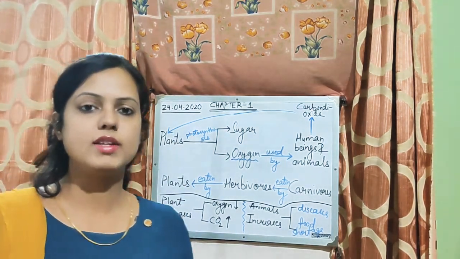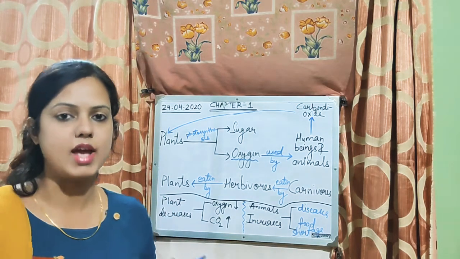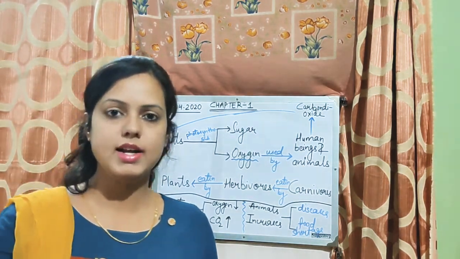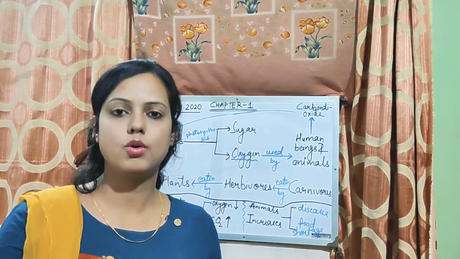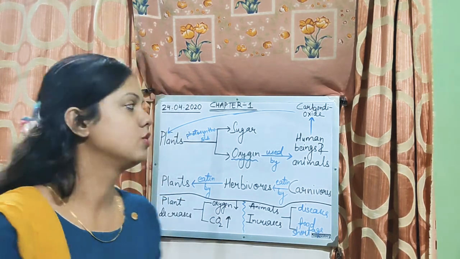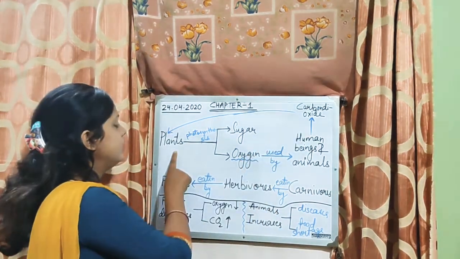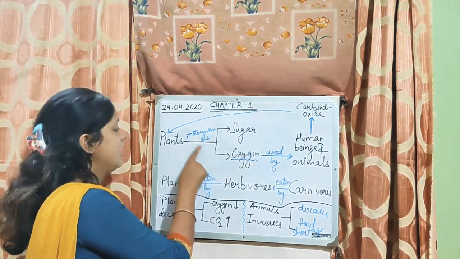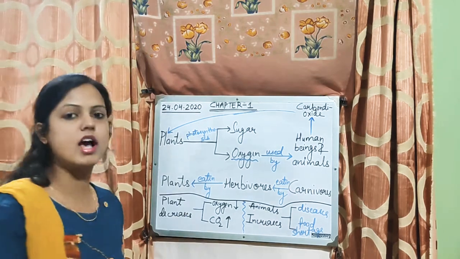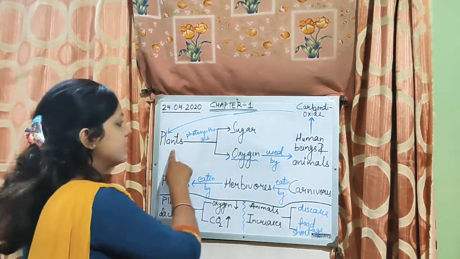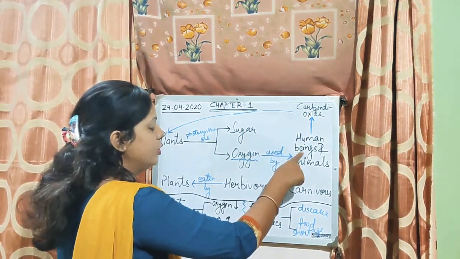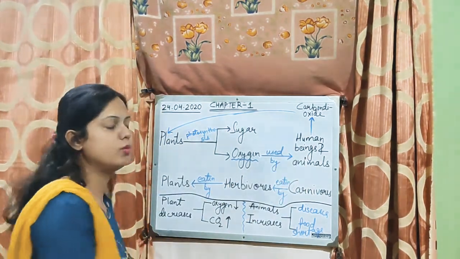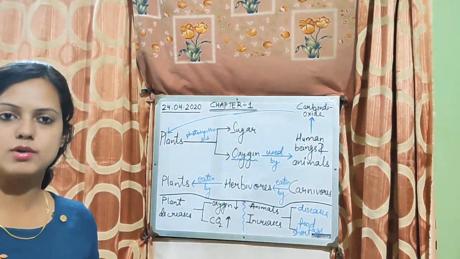What are the four things which a plant needs to carry out the process of photosynthesis? Carbon dioxide, sunlight, chlorophyll and water. So carbon dioxide is needed by plants to carry out the process of photosynthesis. And how do plants get carbon dioxide? Plants get carbon dioxide from human beings and animals. So now plants are dependent on human beings and animals for carbon dioxide.